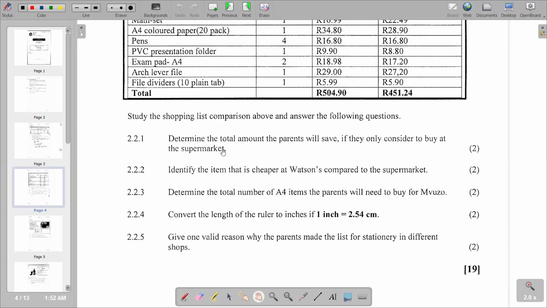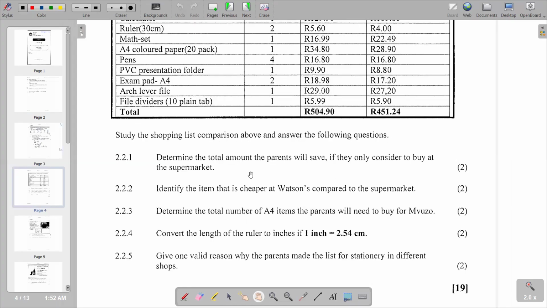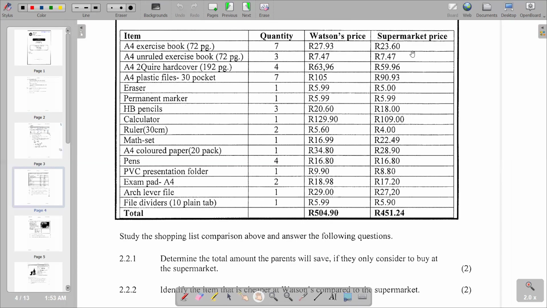So if they only consider buying in the supermarket, remember, the supermarket column is this one, where we've got a total of 451 rand 24 cents. And then under Watson's price, we've got 504 rand 90 cents. So to get the amount that's going to be saved, we say 504 rand 90 cents minus 451 rand 24 cents.